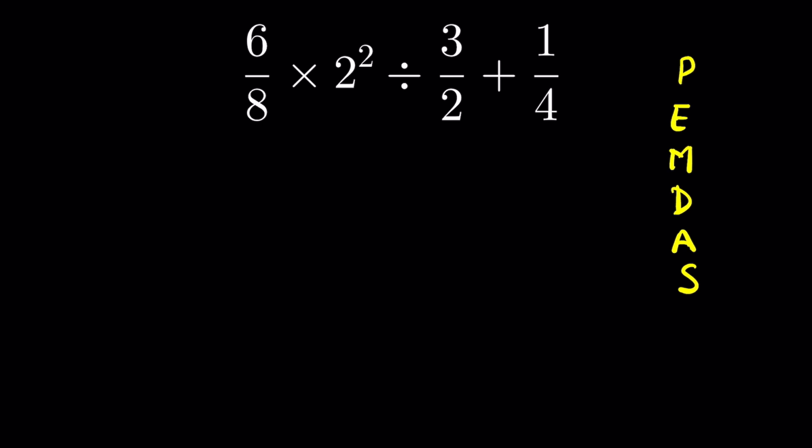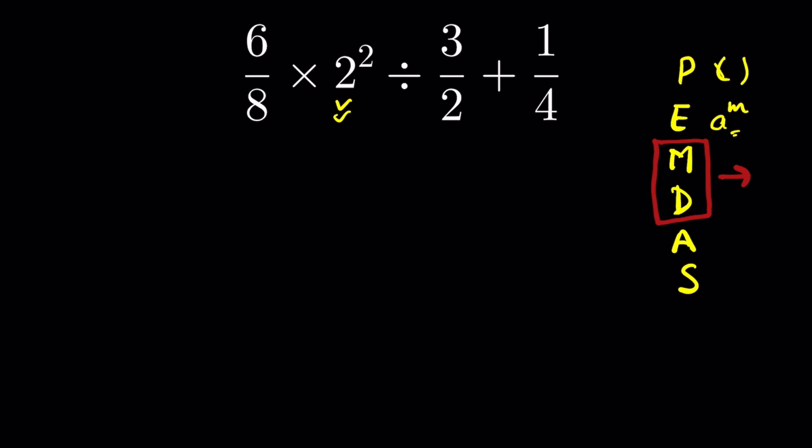So here we have no parenthesis, but we have exponent. So after parenthesis, we need to solve exponent, then comes multiplication, division. But for multiplication division, always remember that we have to solve it from left to right. If you don't stick to this important rule, you will make a mistake and there will be a wrong answer.